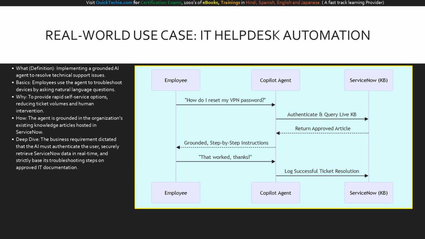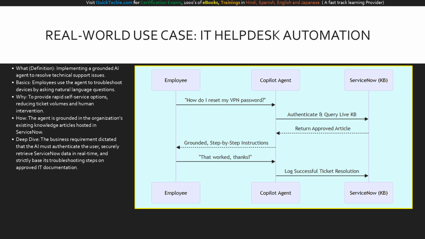To tie all these requirements together, let's look at a powerful real-world use case: automating an IT help desk. The business goal is to provide rapid self-service for employees, drastically reducing ticket volumes and the need for human intervention. To do this safely, the organization builds a Copilot agent grounded directly in their existing knowledge articles hosted in ServiceNow.